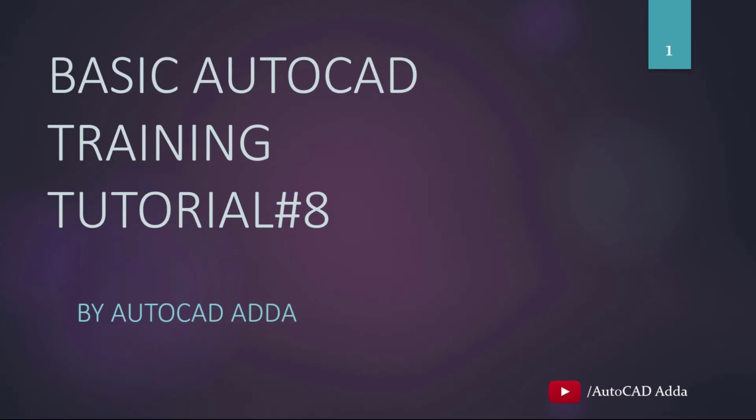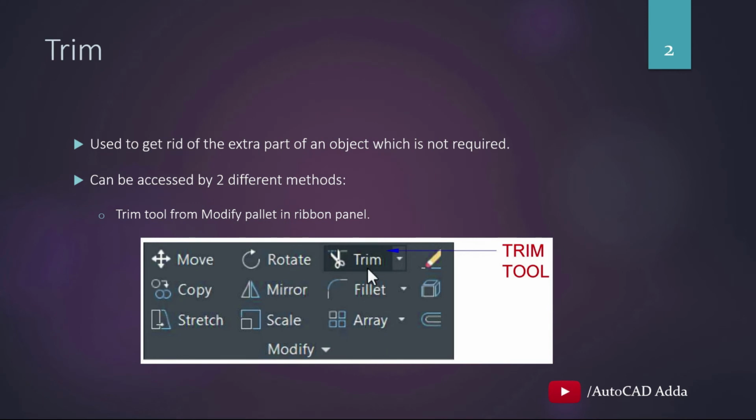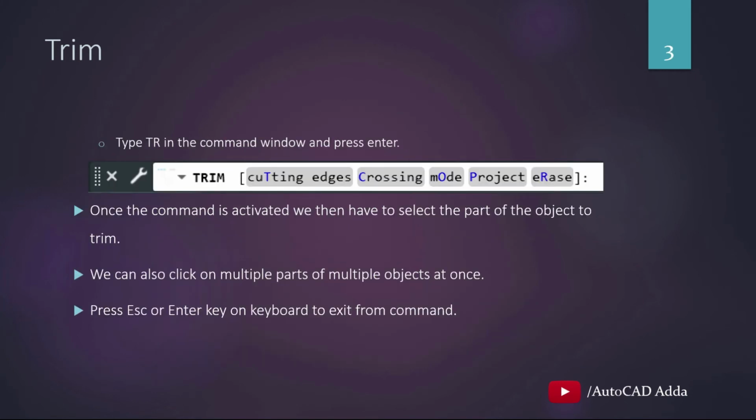Let's have a quick revision on whatever we have learned in this basic AutoCAD training tutorial 8. Firstly, we have seen the trim command. It is used to get rid of a part of an object which is not required. It can be accessed in two different methods. Firstly, you can use the trim tool from modify palette in the ribbon panel, or you can type TR in the command window and press enter.